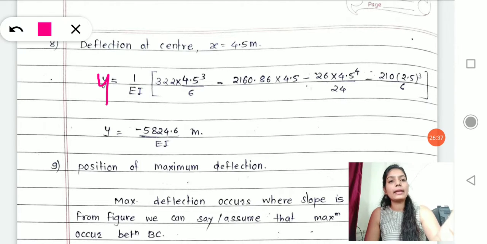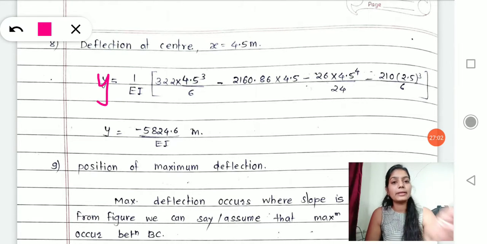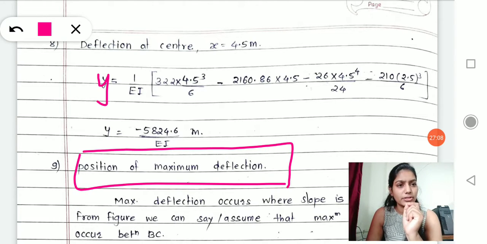Next is y. Y is the deflection. Deflection at the center, x equals 4.5. They have said maximum deflection. I am assuming maximum deflection will occur at the center. At the center means what? X equals 4.5, because the whole span of my beam is 9 meters. Okay, this is not the maximum deflection. I am just calculating the deflection at 4.5 meters. For maximum deflection, you have a different procedure, that I will explain to you further. Right now I am calculating the deflection at 4.5 meters.